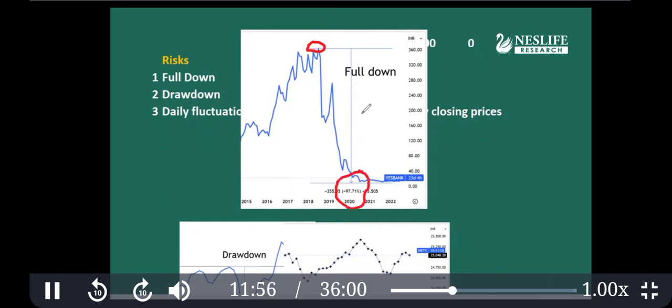So, loss of entire money, or loss of capital. This is the risk which everyone is scared of, that my entire capital can be wiped out in the stock market. Please note, this risk is not applicable to mutual funds, especially diversified mutual funds. Write it down: fall down. That means you cannot lose the entire money in the stock market.